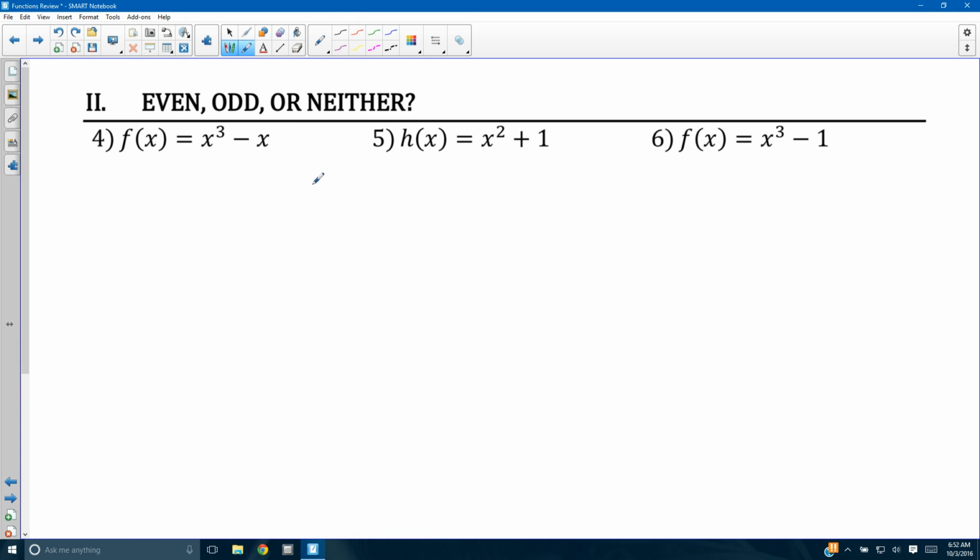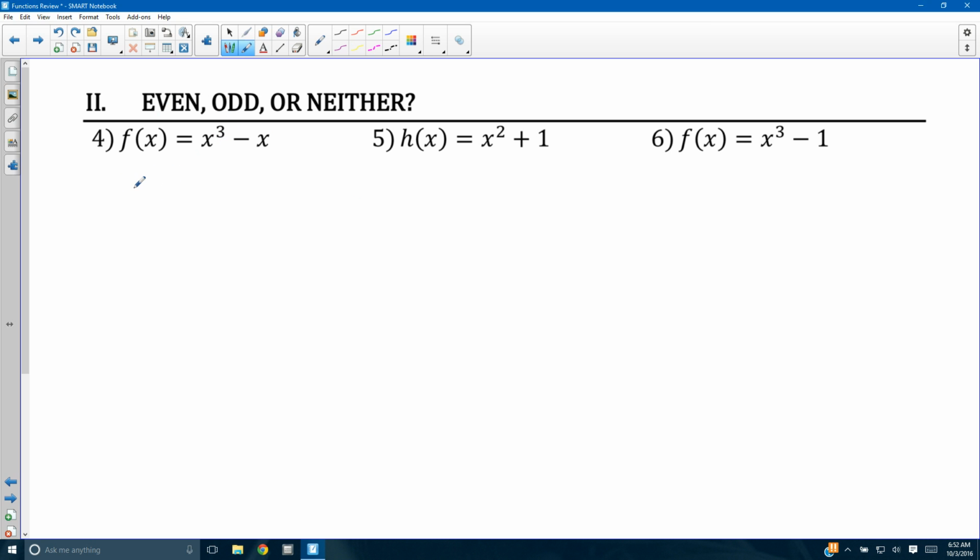All right, are these functions even, odd, or neither? If a function was odd, it would be symmetrical with the origin. If it was even, it would be symmetrical with the y-axis. And if it's neither, it's symmetrical with neither. Now, this function is odd-powered, and odd-powered functions are impossible to be even functions. So that's not one I'm going to consider.